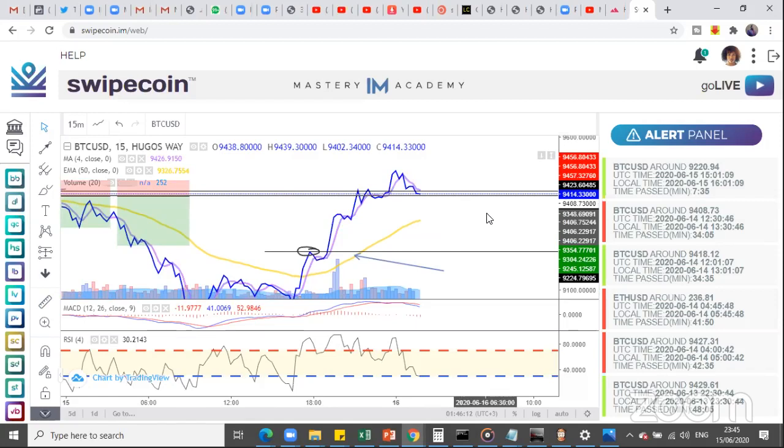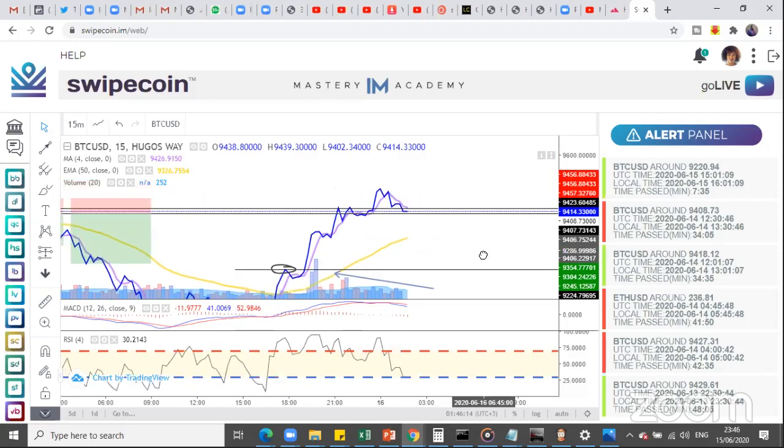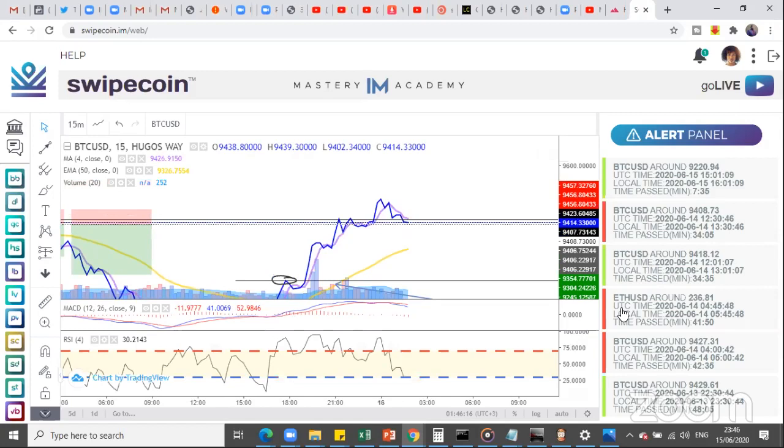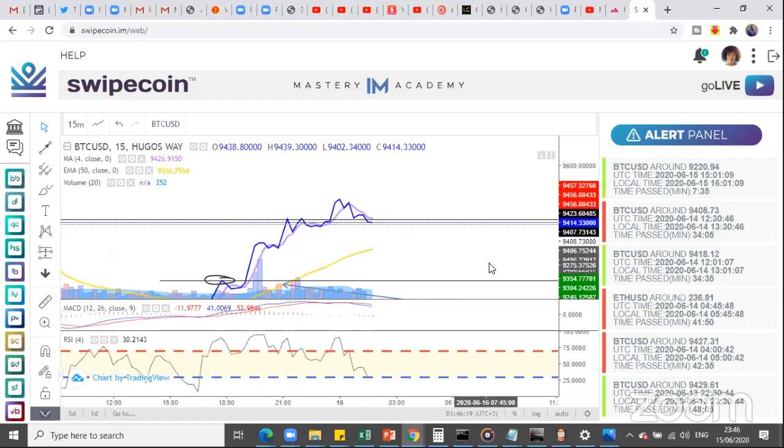So if you're on the Swipecoin, you're on the Elite pack and your account is funded, once you see an alert on the Swipecoin scanner alert, put your money and let's make some good money. Okay, so that's how to do Swipecoin.